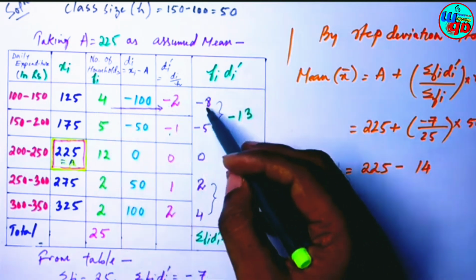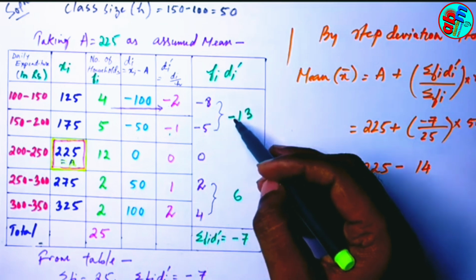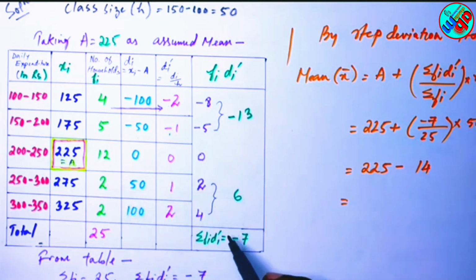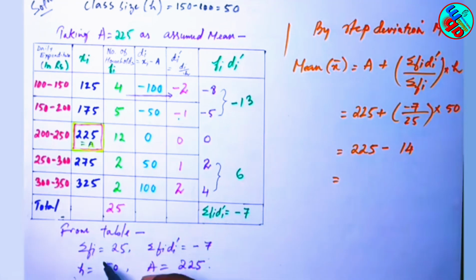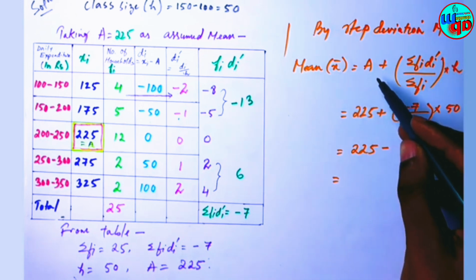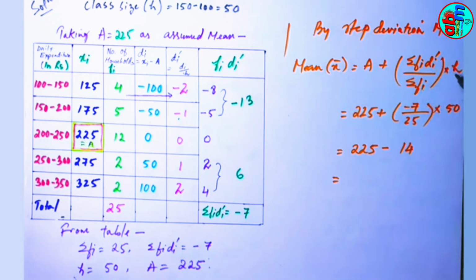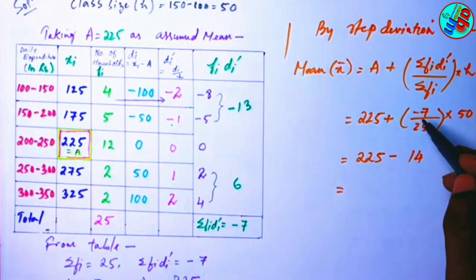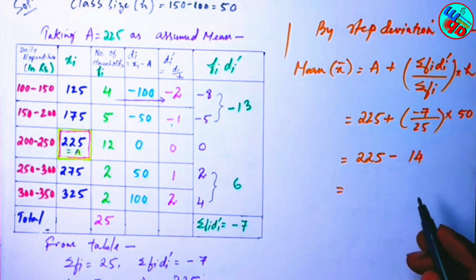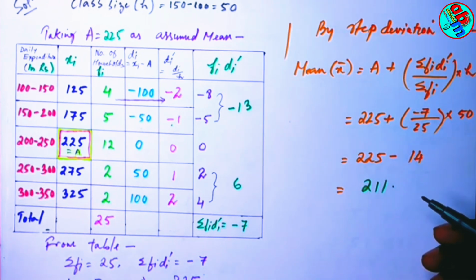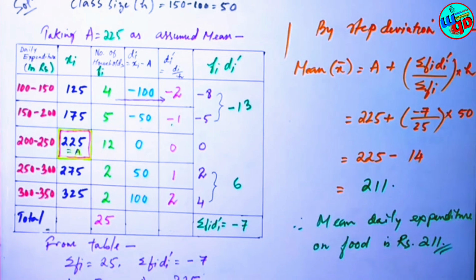So 4 into minus 2 is minus 8, 5 into minus 1 is minus 5, the total is minus 13. It is 0 here, 2 into 1 is 2, 2 2s are 4, total is 6, and we get summation fi di dash as the sum of these two, which is minus 7. From the table we have summation fi is 25, summation fi di dash is minus 7, h is 50, a is 225. By the step deviation method we have mean equal to a plus summation fi di dash by summation fi into h. Put the value 225 minus 7 by 25, 25 2s are 50, and 2 7s are 14. Plus into minus is minus, and after subtracting, we get 211. Therefore the mean daily expenditure on food is rupees 211.